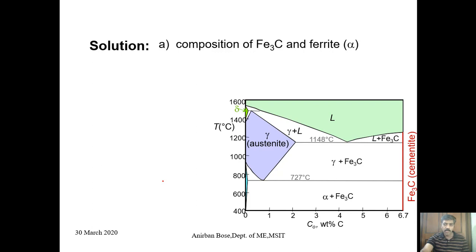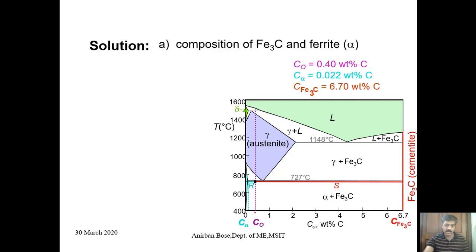The composition that is given is 0.4%. So 0.4% composition means it is hypo-eutectoid composition, right? Because 0.76 is the eutectoid composition. So we are basically here. What is the overall composition? 0.4%. So what is the first part of the problem?